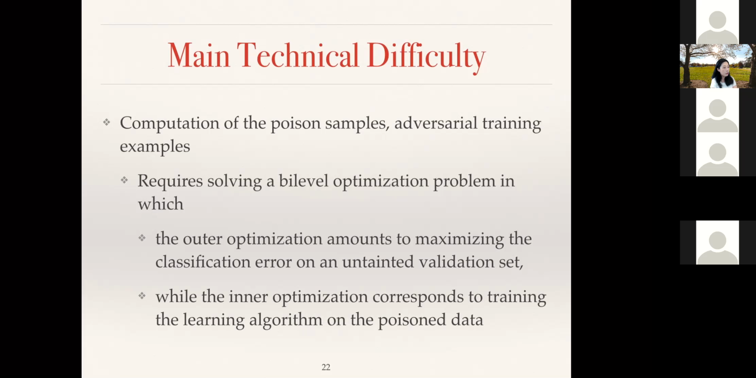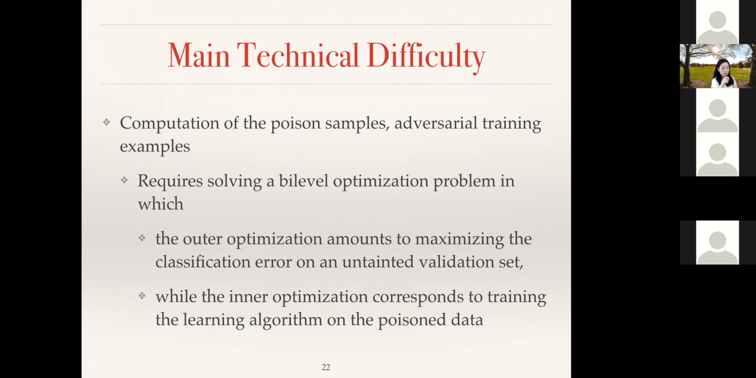So, for the bi-level optimization problem, the outer optimization is to maximize the classification error on an untainted validation set. Then there is some inner optimization corresponding to the training, the learning algorithm on the poison data. So what do I mean by that? First, let's look at the inner optimization.